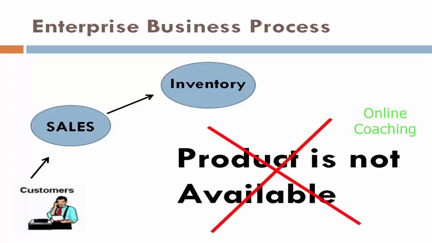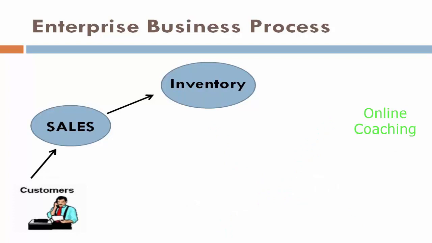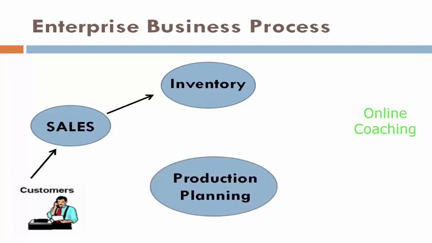Then what happens? The sales department immediately contacts production planning. They say that we don't have stock available, start manufacturing. Production planning also contacts the inventory section. They say we need to start manufacturing. Do you have raw material? They have to ask the inventory section again. For example, let's say there is no stock or raw material available. Everything is empty.